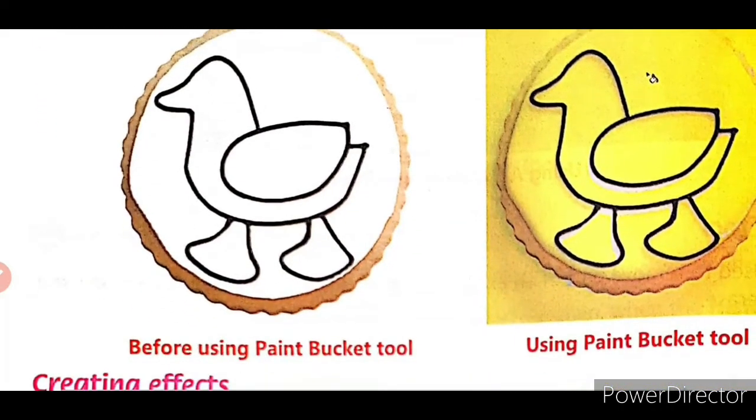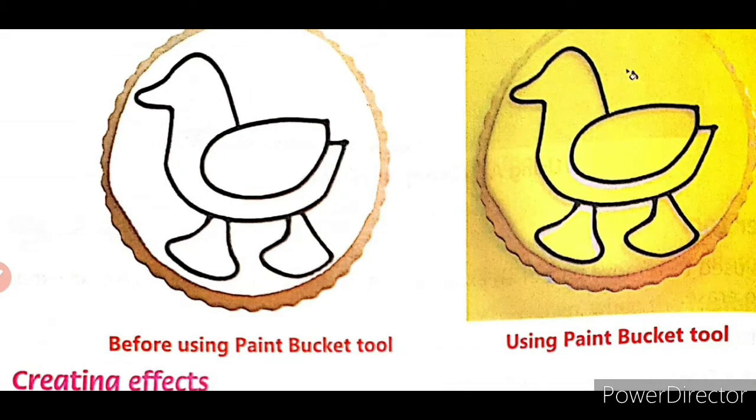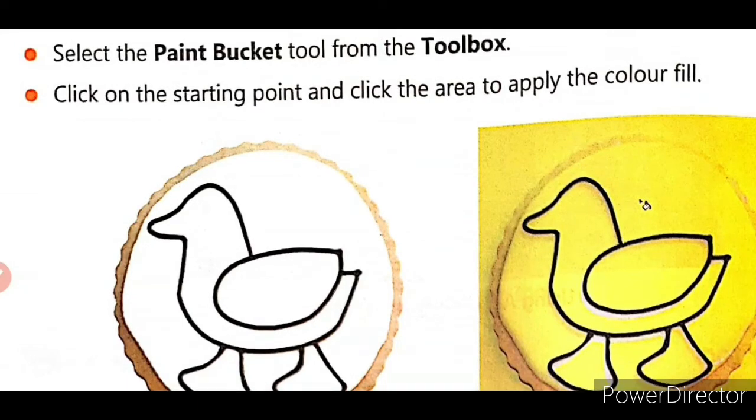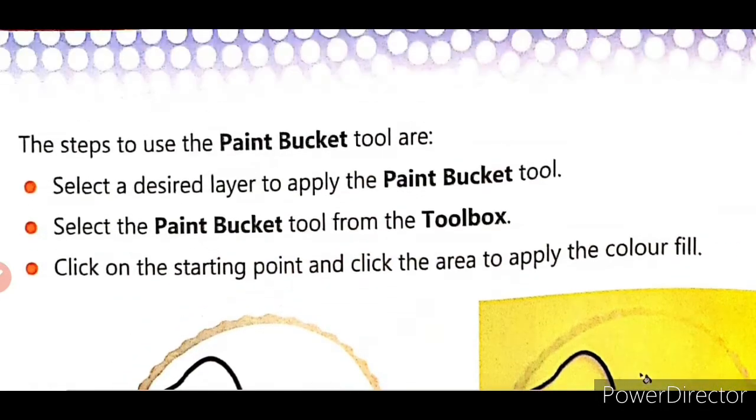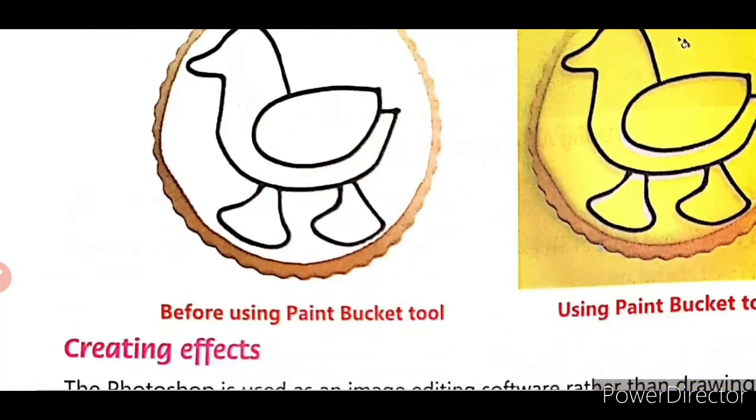See children, this diagram shows before using the paint bucket tool, color is not filled over here. Yes, are you all able to see? So here we have used the paint bucket tool in order to fill the yellow color. Okay, so we need to click on the starting point and click the area to apply the color fill. Clear everyone? So this is about the paint bucket tool.